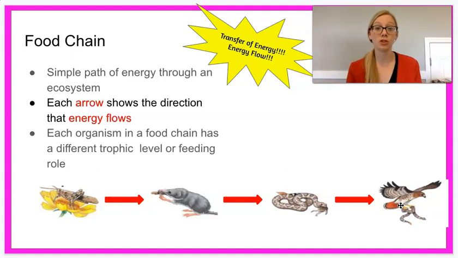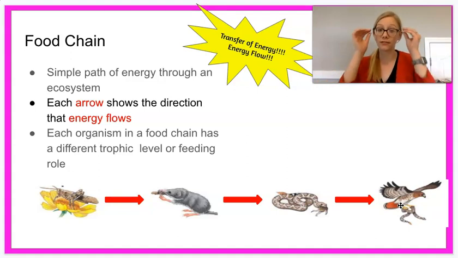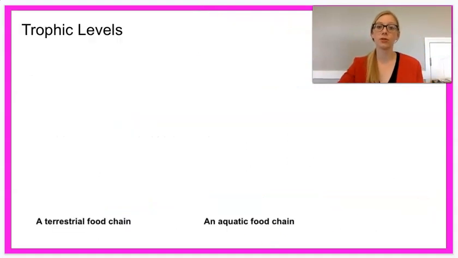Each organism of a food chain has what we call a different trophic level, or a feeding role. So let's go through those trophic levels a little bit. Now there's lots of different names and terms you can use here. As we go through this, we're going to look at a terrestrial food chain and an aquatic food chain. And there's actually a little bit of differences, but we're going to talk through some of those.